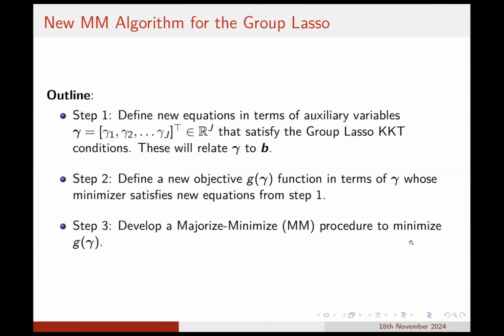So this work is a new algorithm for the group Lasso, and briefly what it does is it has these new variables gamma 1 through to gamma J, which represent, if there are J groups, a representative for each group. We're going to define a new objective in terms of gamma, and we're going to implement an MM algorithm to solve that.